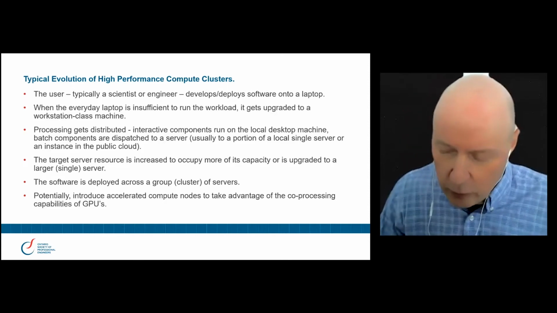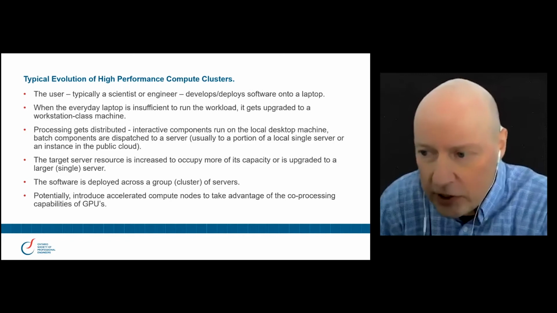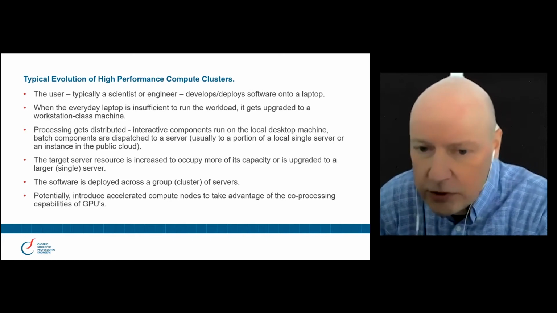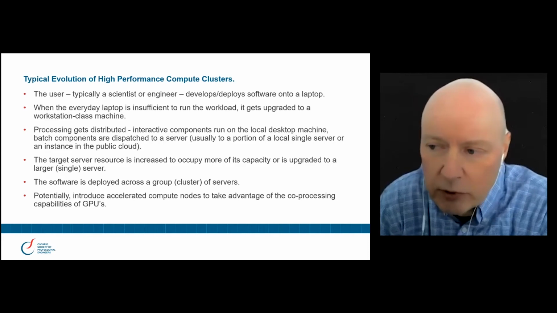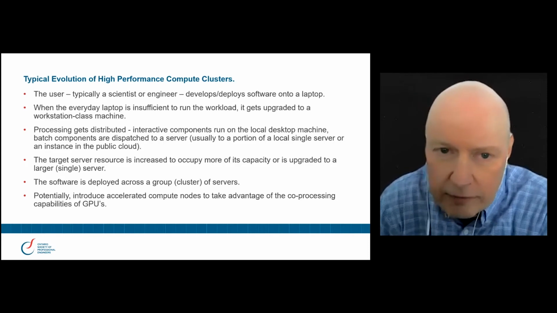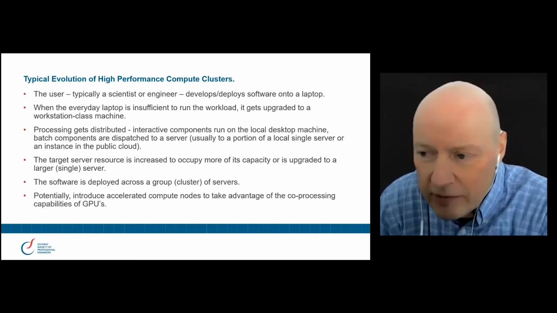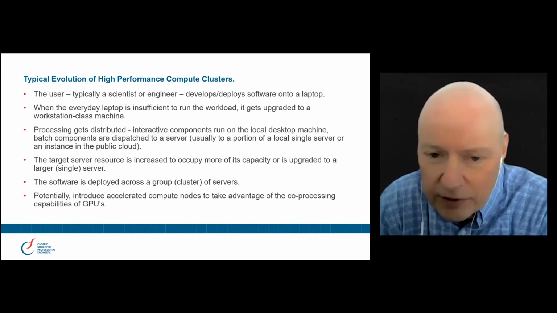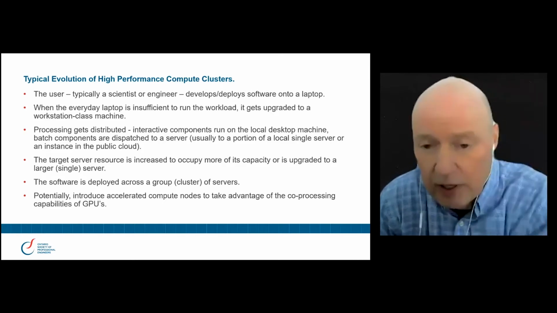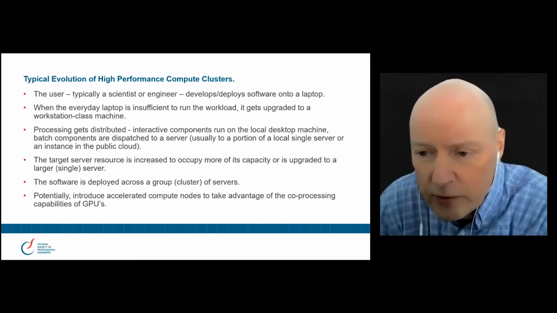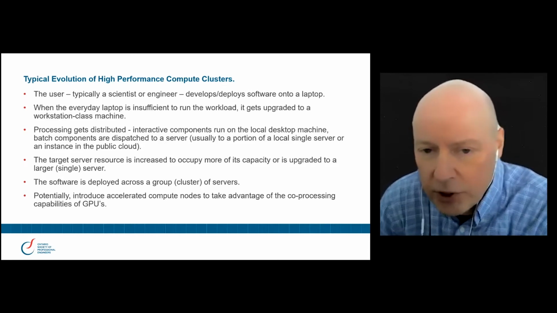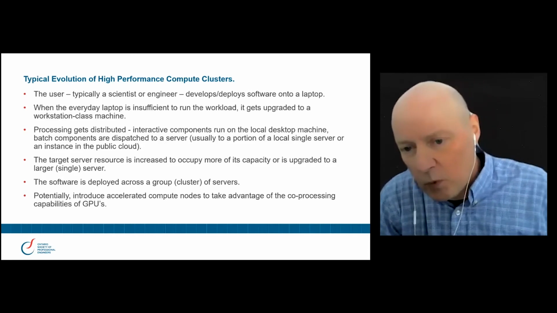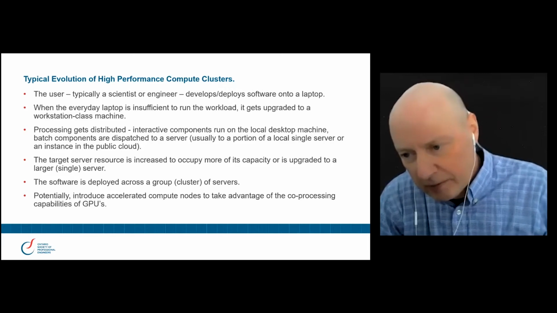Okay, so then what you do is you take your application and you break it up into components so that a portion would run on your desktop and a portion would get batched out to a server. Perhaps when you're starting this journey, you're given a portion of a local server to use, or maybe you use an instance in the public cloud. Some form of server resource is made available to you to dispatch the batch portions of your job. When that gets too egregious, where do you go from there?